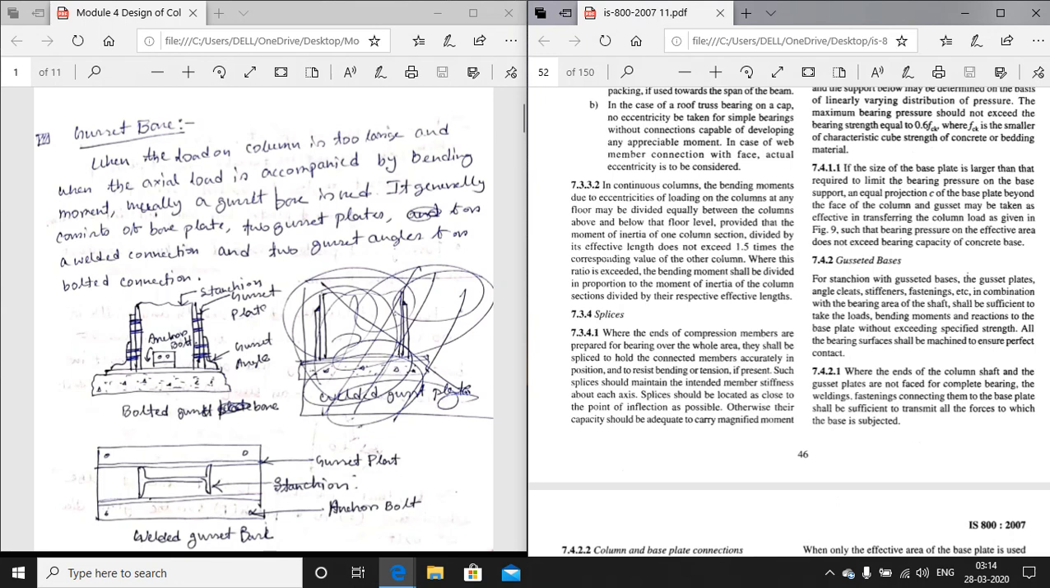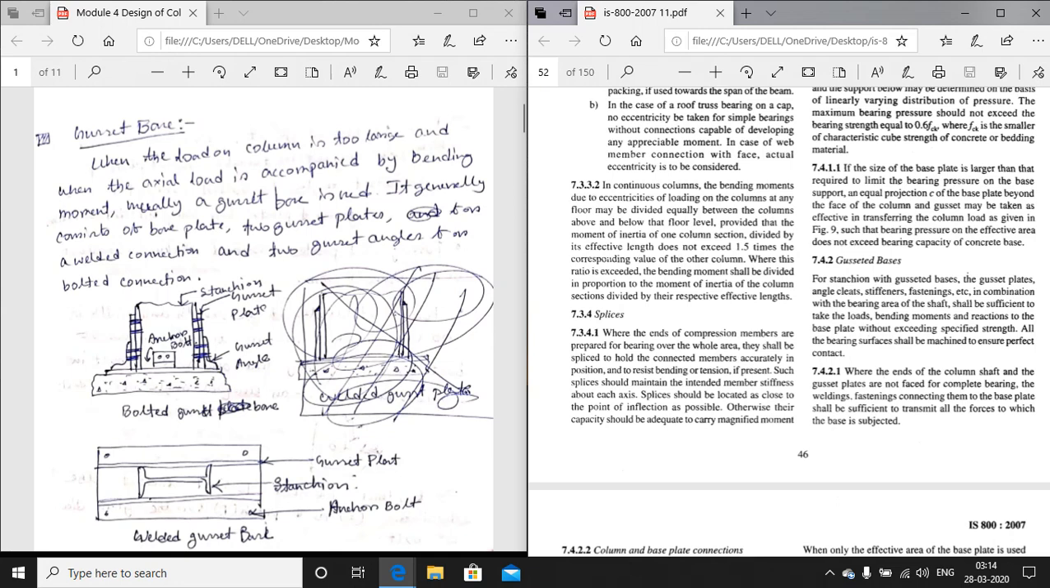Now for today we will discuss the second and final topic for this column base design, that is the gusset base design. What is a gusset base? Then we will design it. In the previous class, I told you that if the load on the column is much higher, too large, and also the axial load sometimes may be accompanied by bending moment, usually a gusset base is applied. A gusset base is generally used. The gusset base consists of a base plate and a gusset plate.